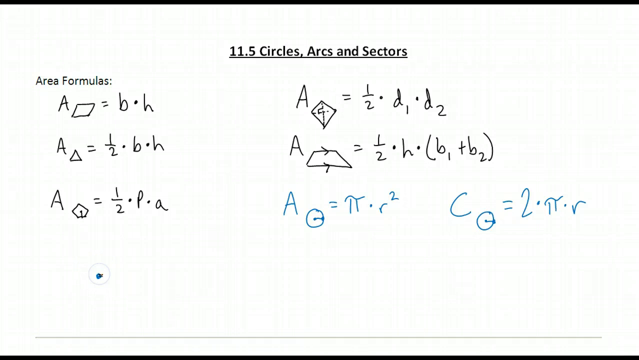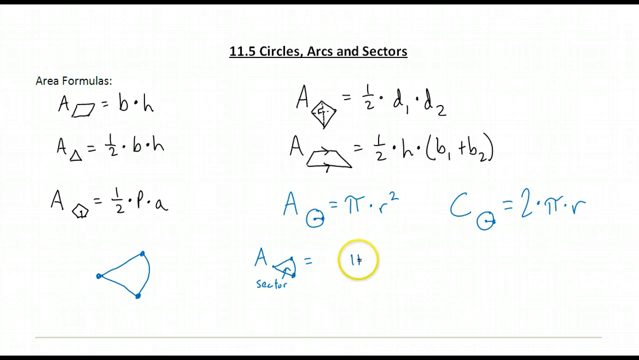A sector is a piece, a portion of a circle. It's like a piece of pizza or a piece of pie. It's a portion of an entire circle. So if I want to find the area of a sector, I need to base my area formula on the area of a circle formula. So the area of a sector is going to be based on this formula.